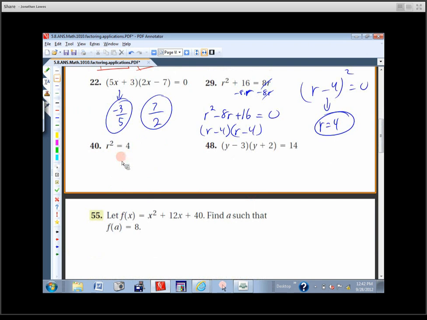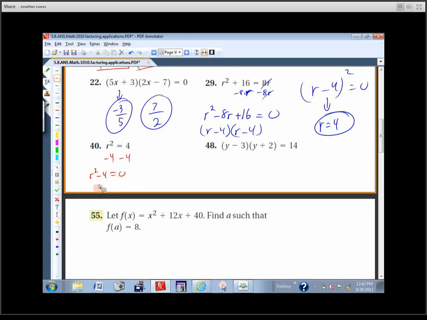What's wrong with this one? Not set to 0. Not set equal to 0. Thank you very much. That's the technique we're using here. So we've got r squared minus 4 is equal to 0. That should definitely look familiar.